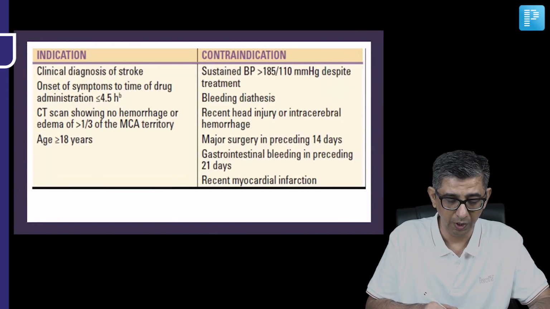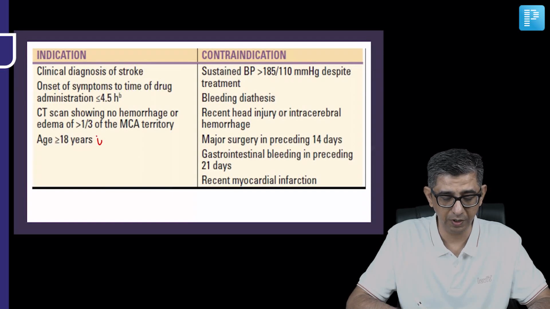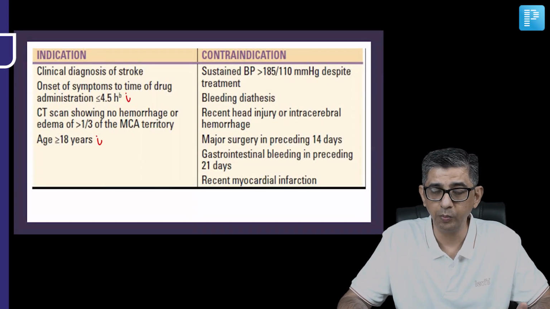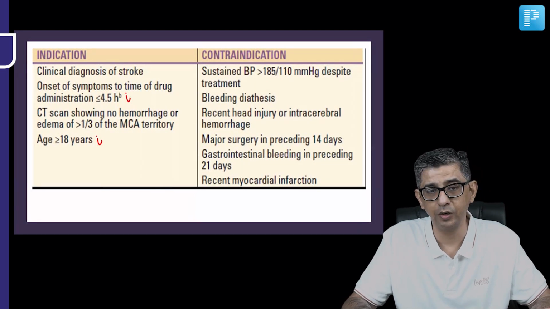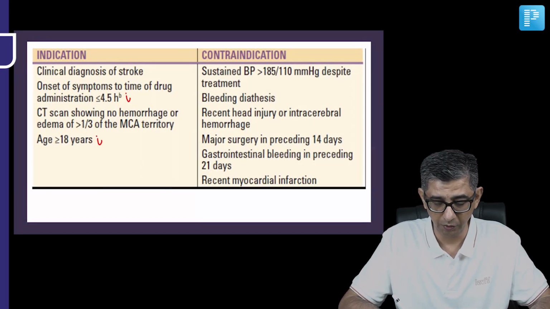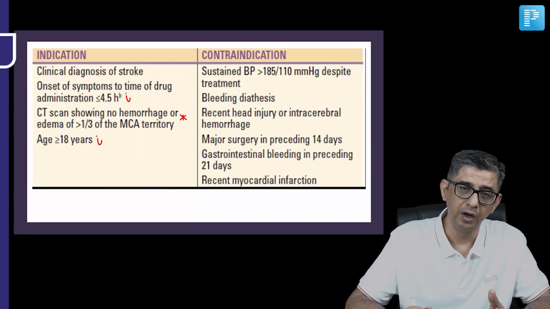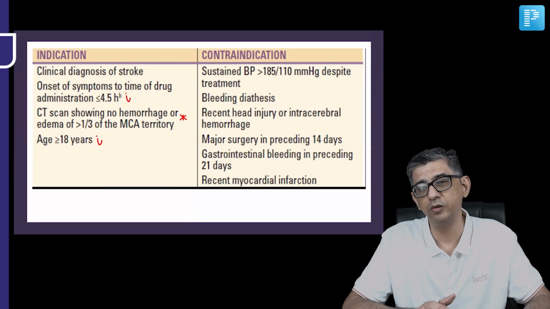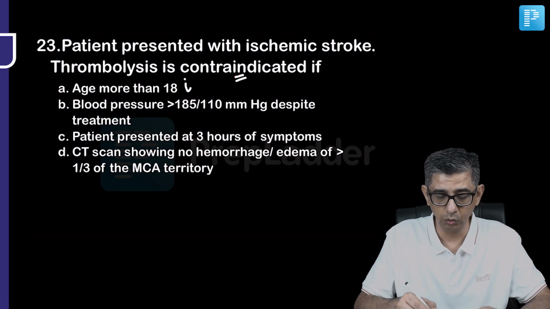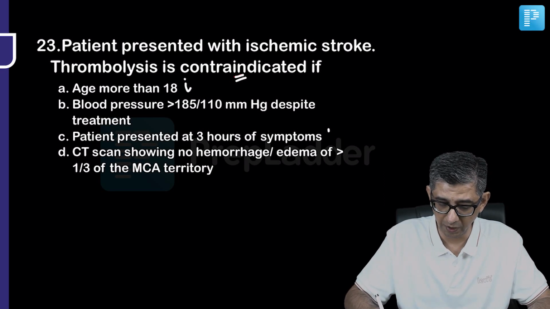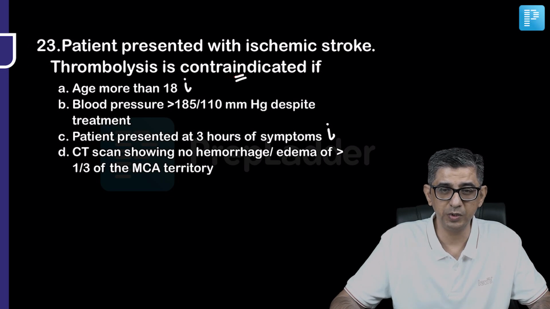Let me just show you the reference also. This is what the textbook also says, that age more than 18 years, and if the person is coming within 4.5 hours, we should be doing thrombolysis, and obviously there should be a clinical diagnosis of stroke in the patient. I'll come back to this slide once again, but I just want to say that we do thrombolysis within a window period of 4.5 hours and the age of the patient should be more than 18 years. So two options here would be straight away indications, that is option A and C. In C, it is because the patient has presented in 3 hours.